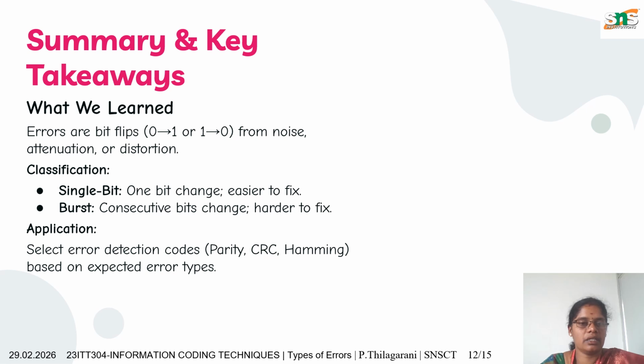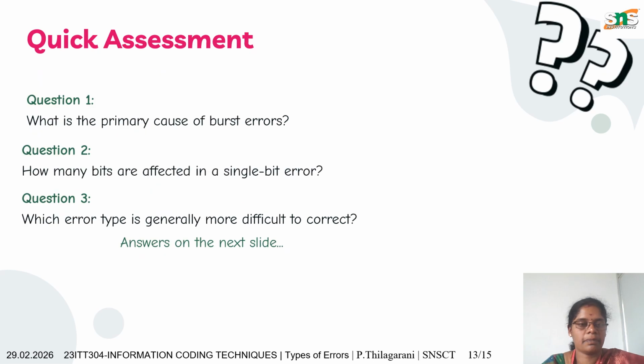The summary and key takeaways are what we learned. Errors are bit flips, 0 to 1 or 1 to 0, from noise, attenuation or distortion. The classification is single bit, where one bit changes and is easier to fix, and burst, where consecutive bits change and is harder to fix. The applications are to select error detection codes, that is parity, CRC and Hamming, based on expected error types.